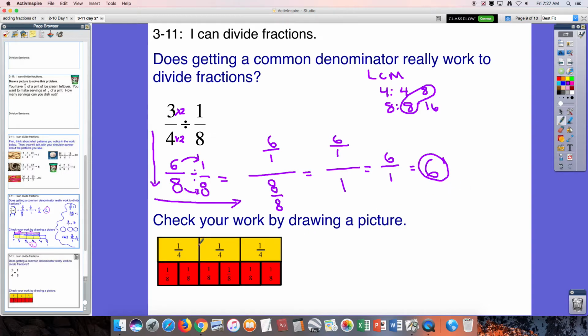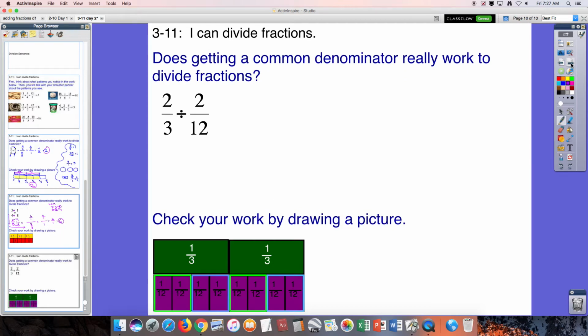Now let's check it by looking at the drawing. This asks how many eighths go into 3/4. How many eighths go into 3/4? All right, here's my 3/4. 1, 2, 3. And there's a quarter. So 1, 2, 3. There's my 3/4. How many eighths go into there? 1, 2, 3, 4, 5, 6. It works.